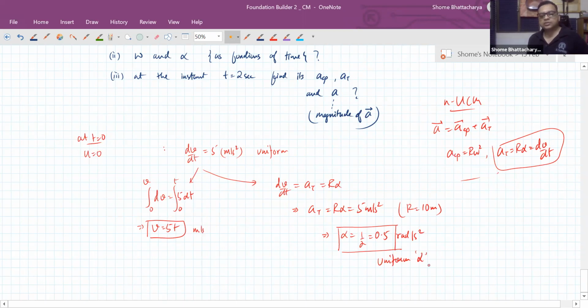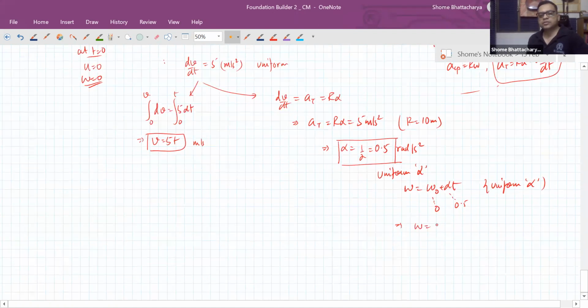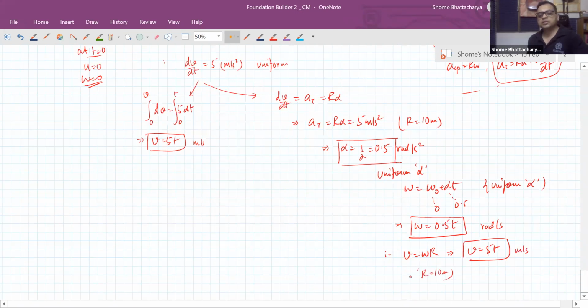So that's another way. Now once I know that alpha is uniform, and since u is 0 at t equal to 0, the angular speed is also 0 at t equal to 0. So my omega should be omega naught plus alpha t, because I have uniform alpha. Omega naught is 0 and alpha is 0.5. So omega as a function of time should be 0.5t radians per second. Therefore v, which is omega r, should be equal to 5t in meters per second, because r is equal to 10 meters. So that's another way we can proceed.